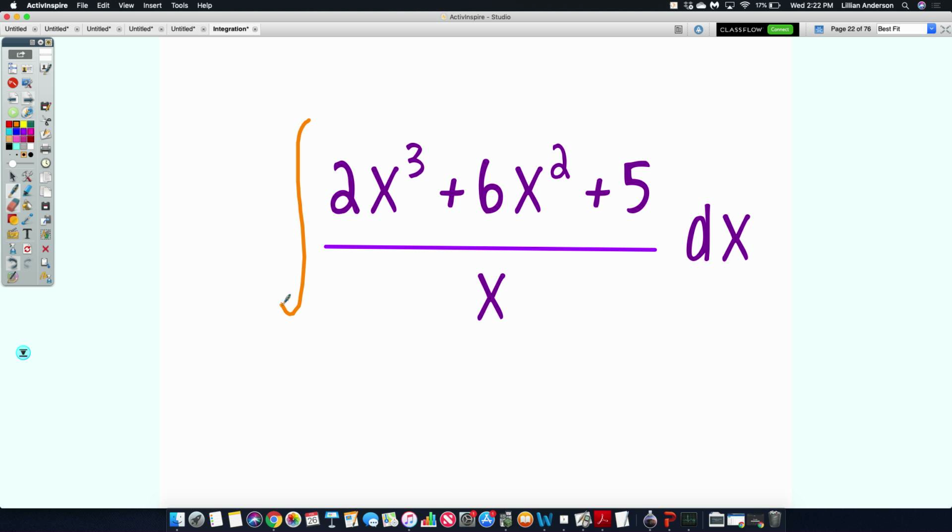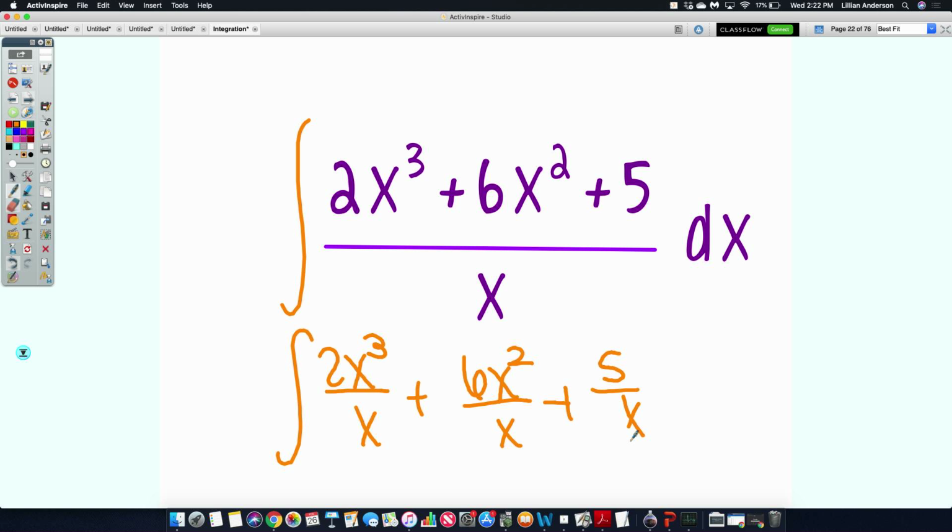You can find it. Isn't it the same as saying 2x to the 3rd over x plus 6x squared over x plus 5 over x? Yes. You can split it up, and you can simplify this way before you ever take the antiderivative. So x to the 3rd over x turns into what? 2x squared. So this is nothing but 2x squared.